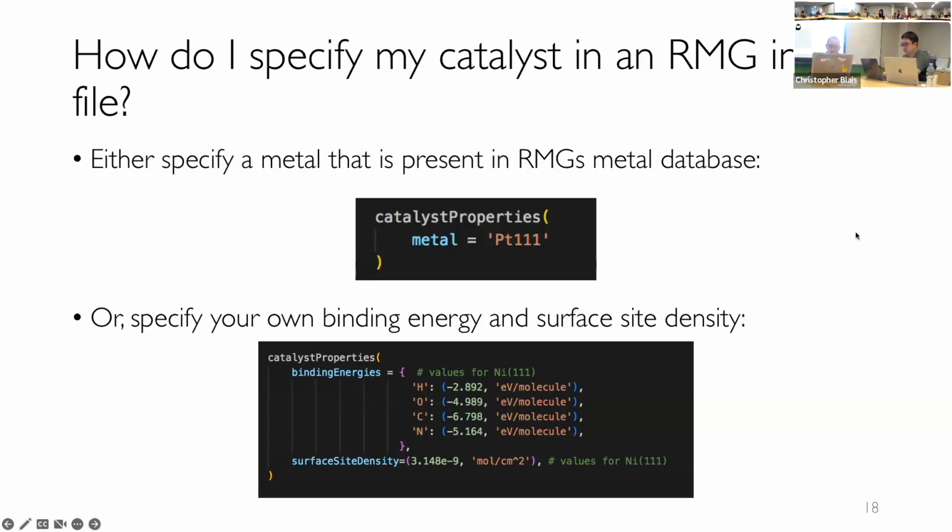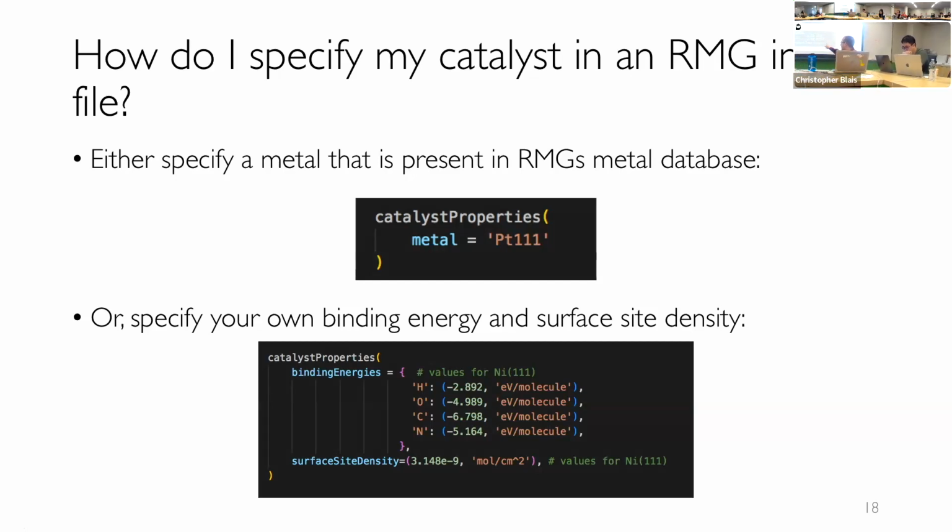So when you're putting together an input file and specifying a catalyst, it's within this catalyst properties block that we made for RMG-Cat. You can specify the name and the facet. So for platinum 111, you could put Pt 111, or you can be as specific as you want and customize it with your own binding energies that you specify.